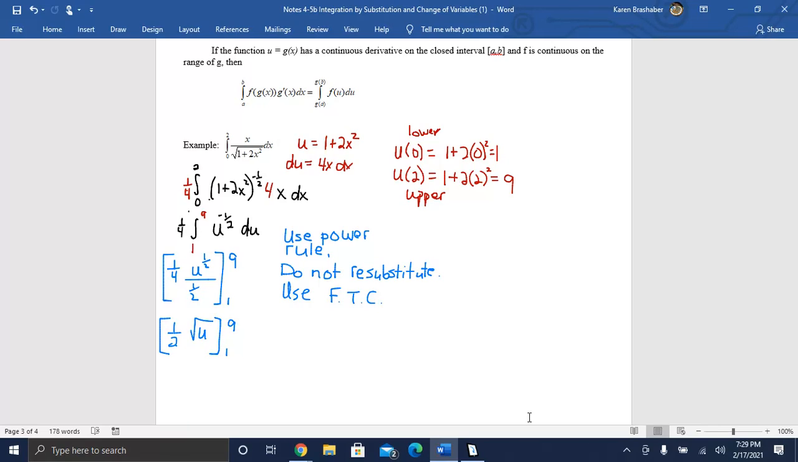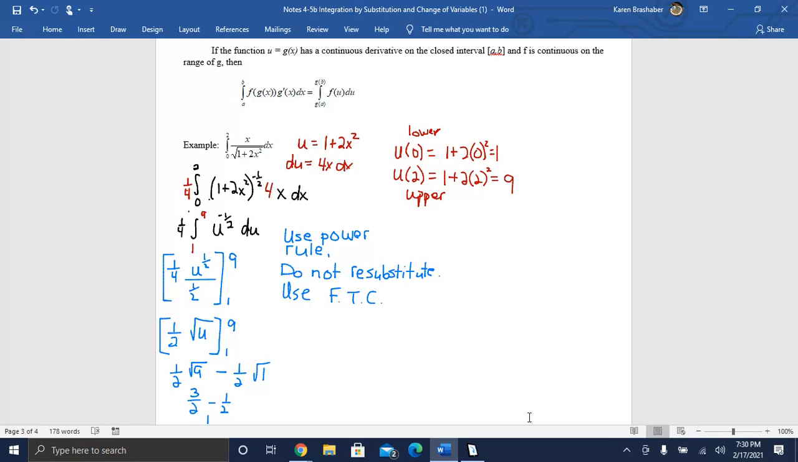And now I'm ready to use my fundamental theorem of calculus. So I have 1/2 times the square root of 9. This is f of b minus f of a. So 1/2 times the square root of 1. And so that would be 3/2 minus 1/2, giving me 2/2, and my final answer is 1.